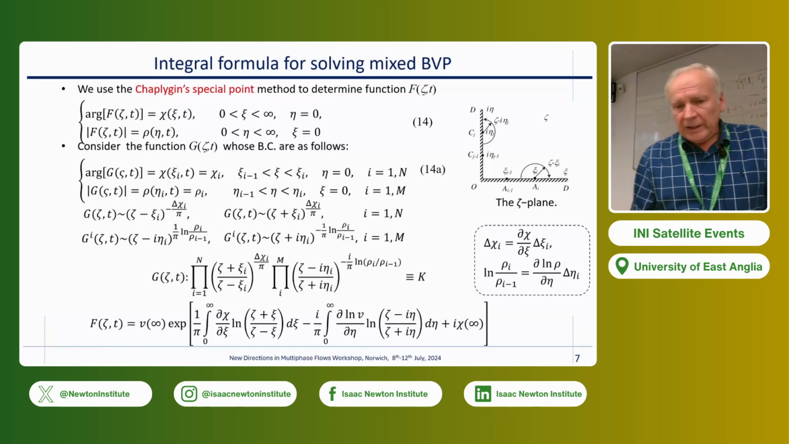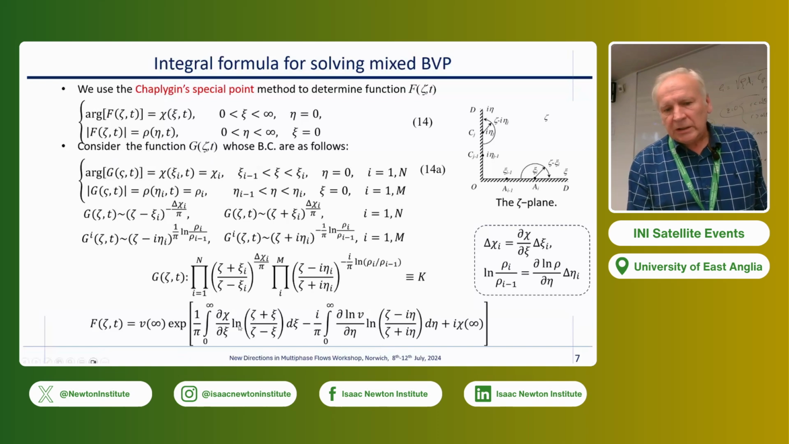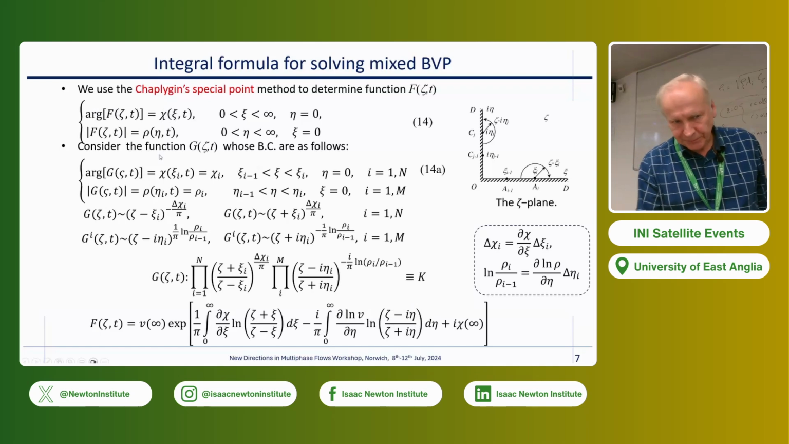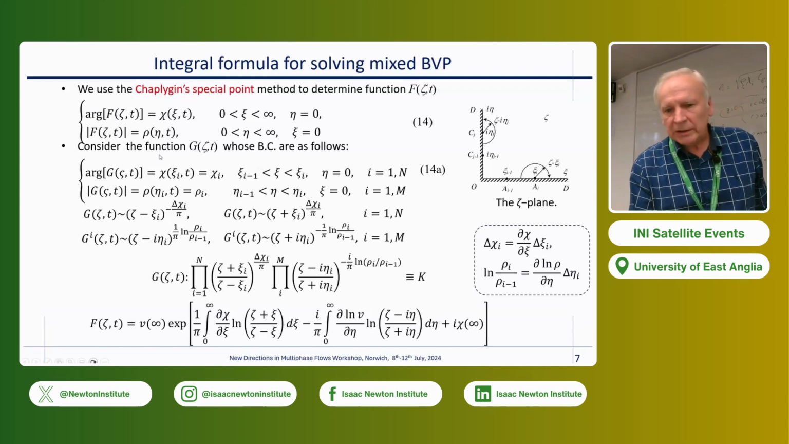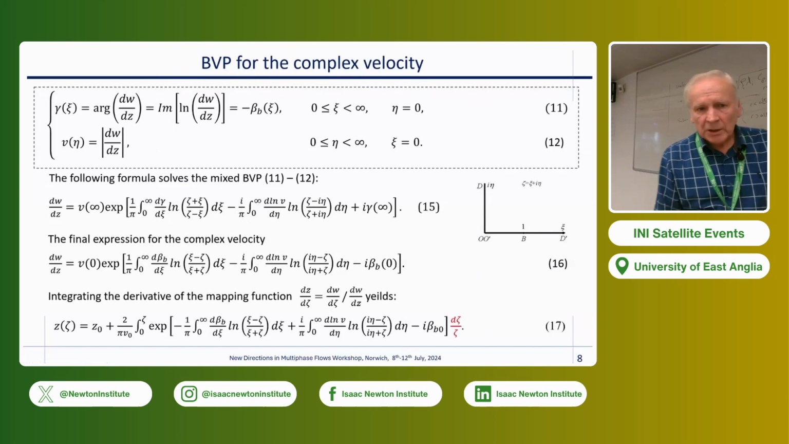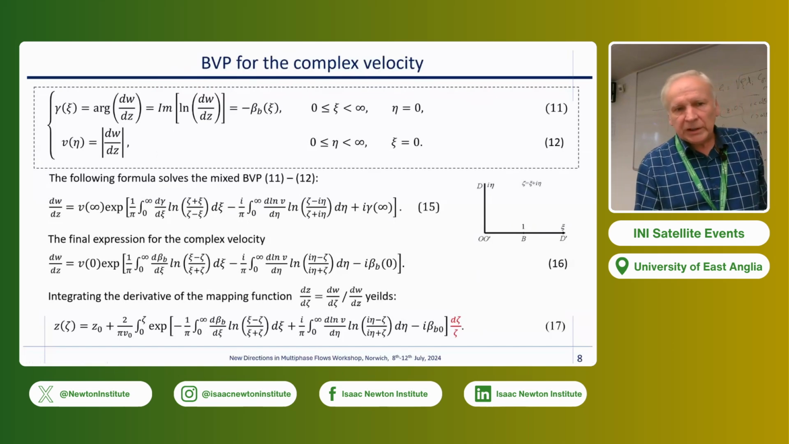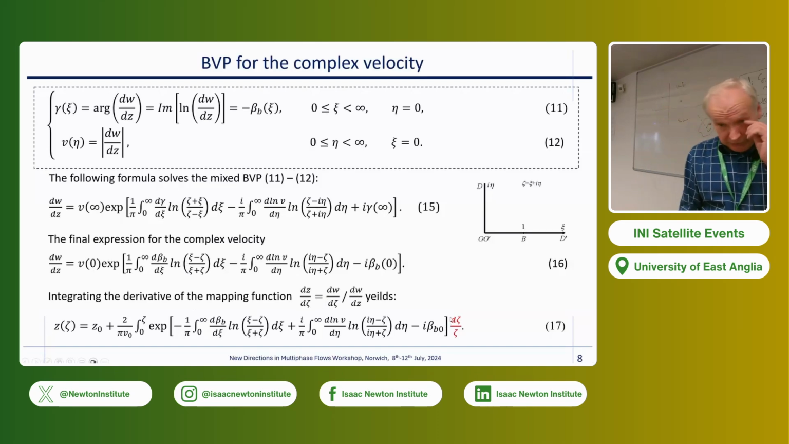We can easily verify it by substituting zeta equal to psi or zeta equal to i eta, and obtain the real argument and magnitude as given in the boundary conditions. So using this integral formula, we can obtain the final expression for the complex velocity. Then using this relation between complex potential and complex velocity, we obtain the mapping function. Almost solved it.